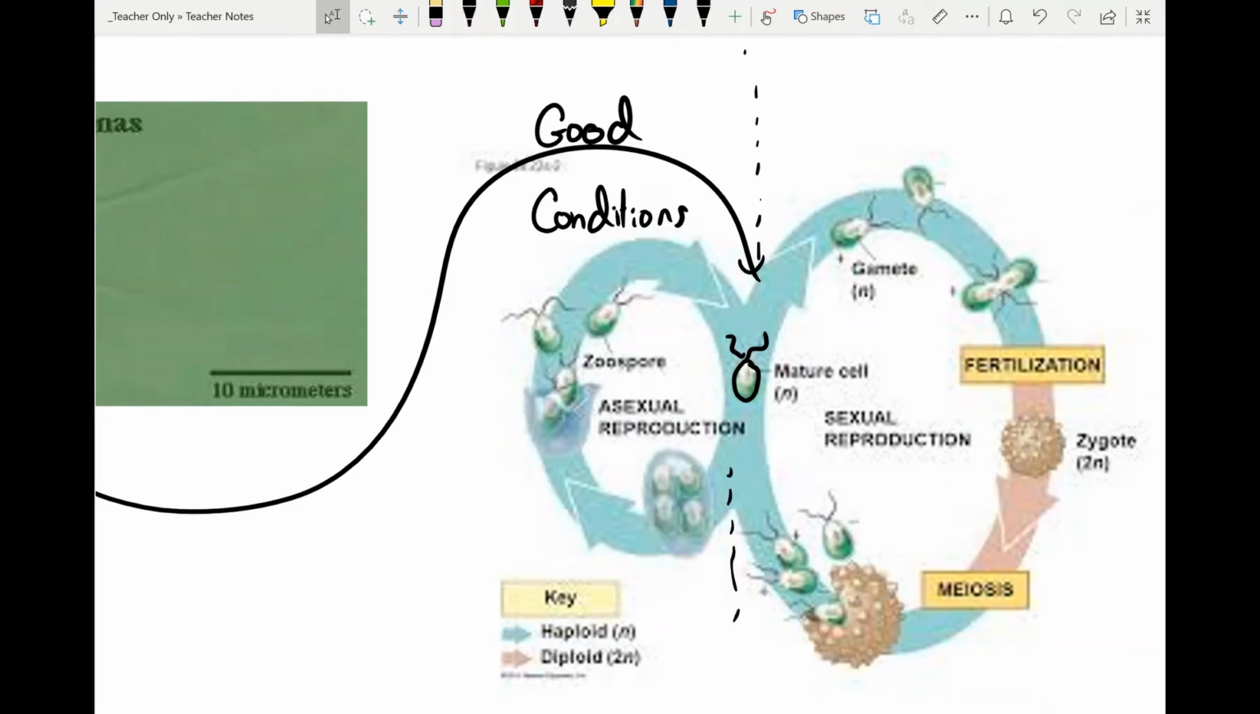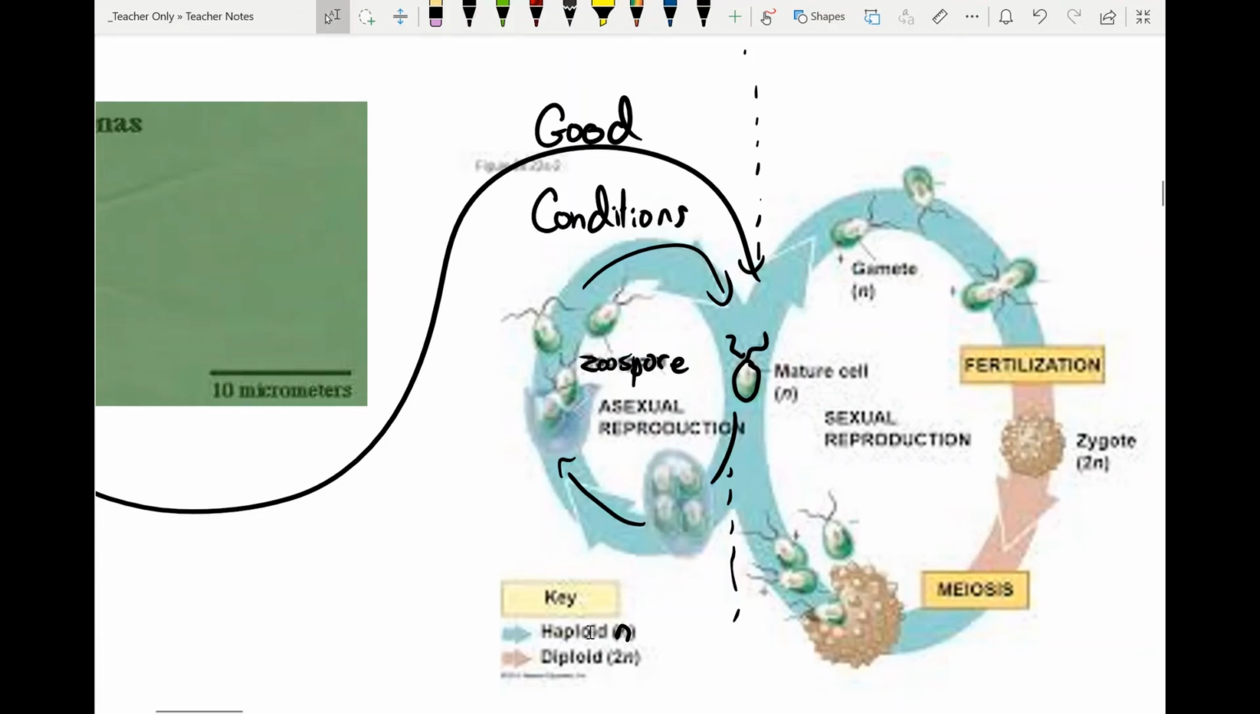So if conditions are good, like a high water content, lots of nutrients, lots of oxygen, lots of sunlight, it's going to go through this cycle here, where it uses asexual reproduction to produce more of itself. And you can see it produces through mitosis, but it ends up producing multiple times, and you get this sort of zoospore. They call it a zoospore. And it can keep going around in this cycle. Notice how in the color key it is haploid, so it only has one set of chromosomes.